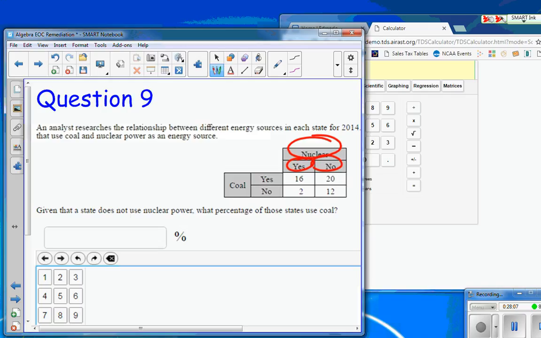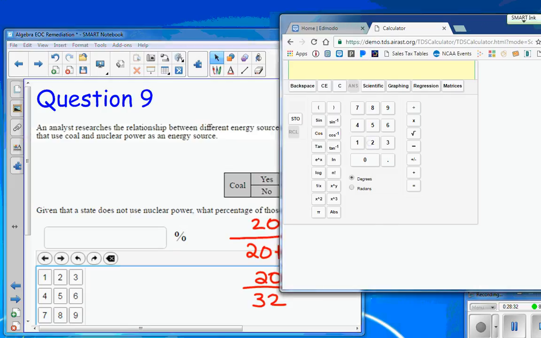Well, to find a percentage is a part of a whole. So what part of the whole? We're going to say 20 out of how many states do not use nuclear power? 20 plus 12. So it's going to be 20 divided by the total 20 plus 12. So it's 20 divided by 32. We're going to go over to our calculator and put in 20. Now, in order to get it back to the calculator, just click on scientific. 20 divided by 32, 62.5%.